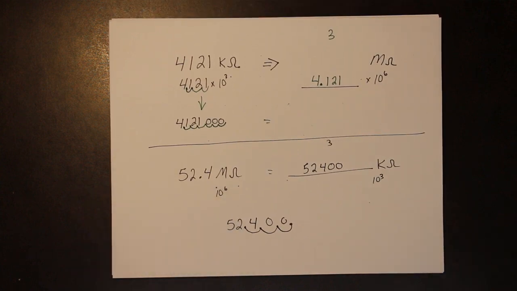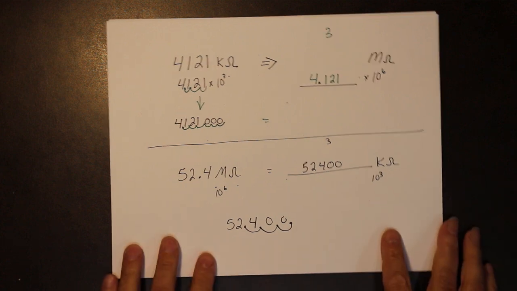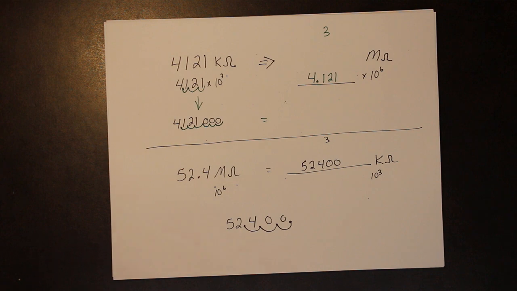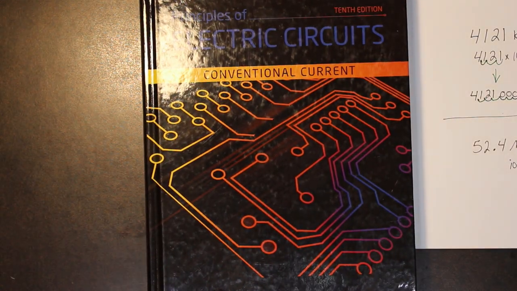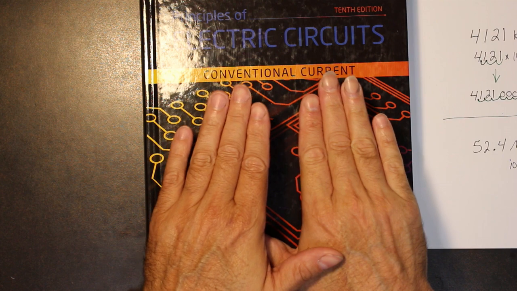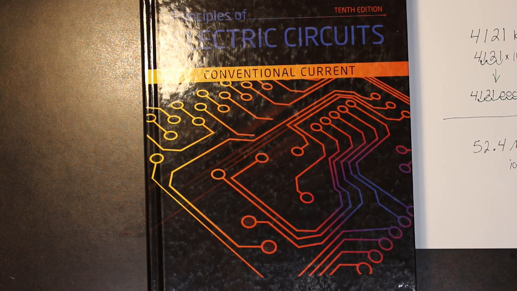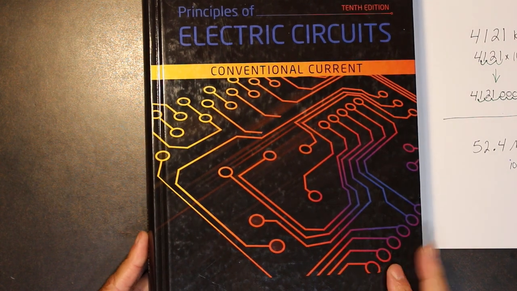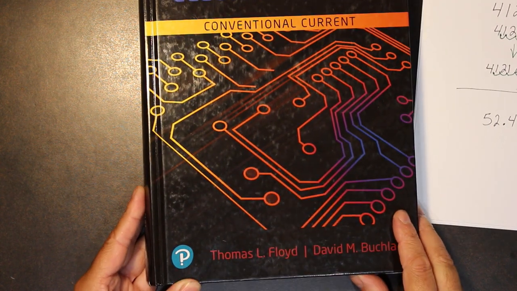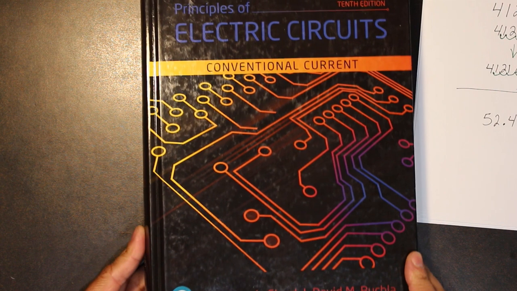So that's basically how you simply convert in engineering notation and in prefixes from one to the other. There are many examples in the textbook. So take a look at what we've got in the textbook. Again, it's Principles of Electric Circuits, Floyd and Buchla, Chapter 1.